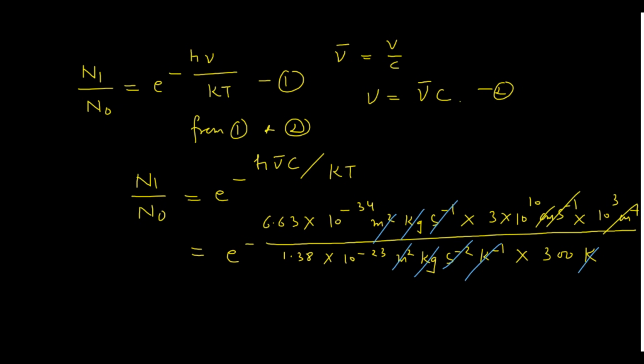And if you solve this, then it will give you roughly e to the power of negative 4.8, and this is nothing but 0.008. So this is the population ratio, which is very, very important, right? If you are reading the CN bandwidth, then you can find all these things.